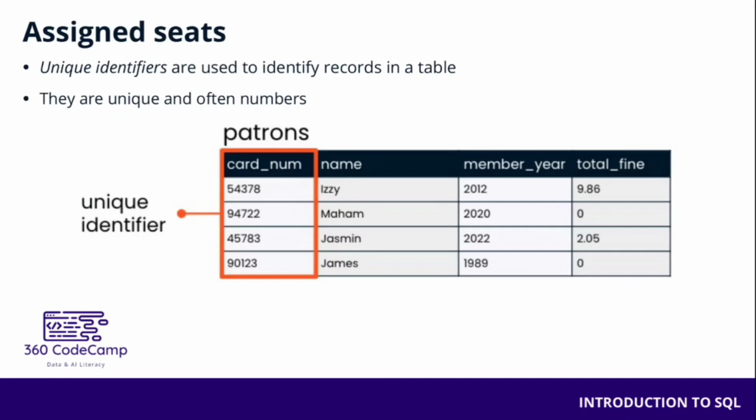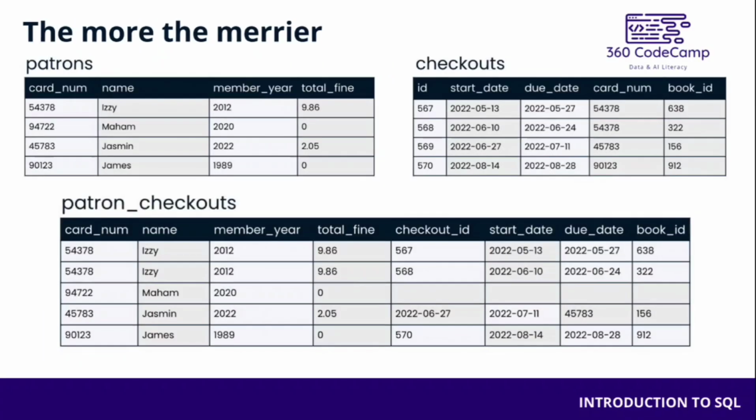Let's talk about unique identifiers, or keys. These are special fields that uniquely identify each record in a table. In our patrons table, the card_num field is a perfect unique identifier, unlike names, which might repeat as our library grows. Here is a tip.